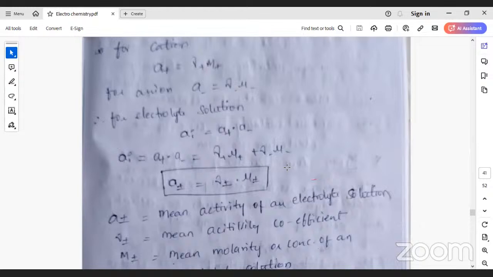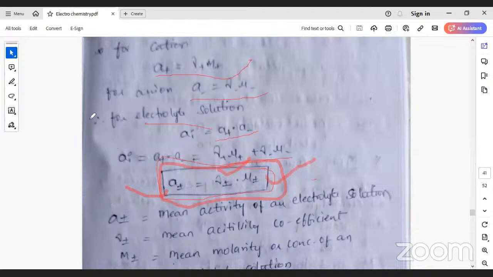If you consider the cation, a plus equals gamma plus into m plus, and for the anion, a minus equals gamma minus into m minus. So this indicates individual ions. For an electrolyte solution, a plus into a minus is gamma plus m plus into gamma minus m minus. Therefore, we can write a plus or minus equals gamma plus or minus into m plus or minus. Gamma plus or minus is the mean ionic activity coefficient, m plus or minus is the mean concentration, and a plus or minus is the mean ionic activity.